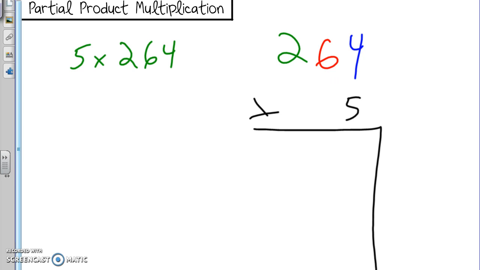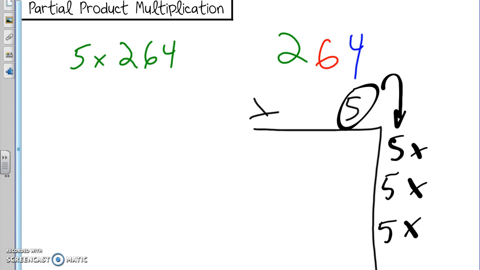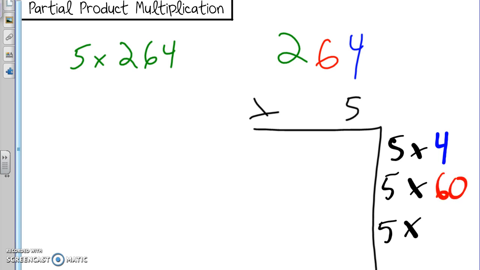Okay, first thing we know, this number is always going to be right down here. All right, we're going to have to multiply that 5 3 different times, okay? And this is where the color is going to come into play. So the first number we multiply the 5 by is our 4. The next number we're going to multiply the 5 by is our 6. But that 6 represents 60 in our problem up above. And the next number is our 2, which stands for 200. That's the value of that digit.